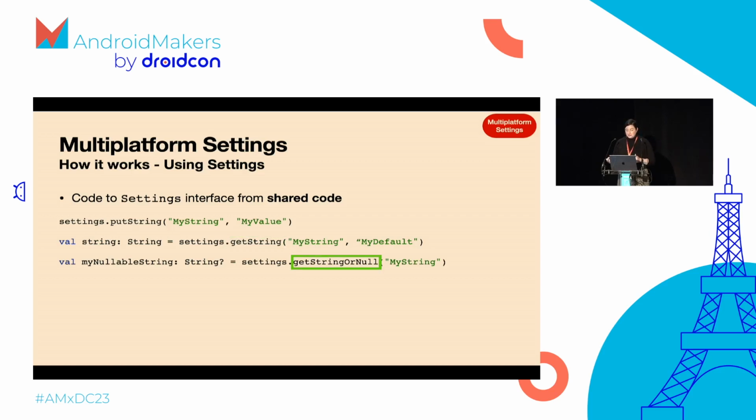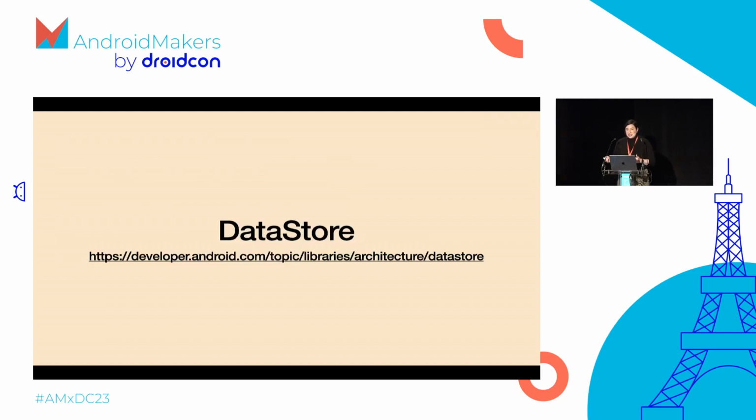Now, a little shout out to our friends at Google. They've recently launched an alpha version of Jetpack DataStore that is now multiplatform. It is also a key value pair storage solution that you can look at. So if you're keen on alphas, this is your thing.